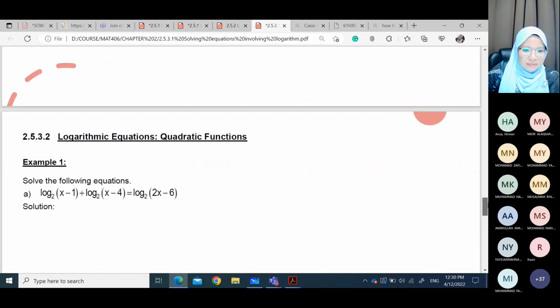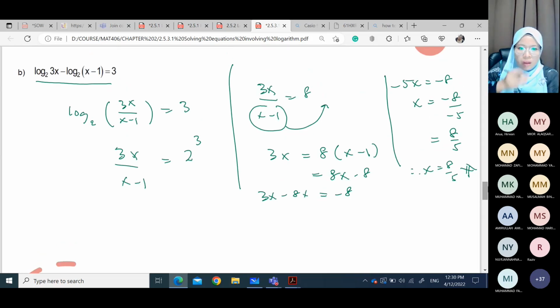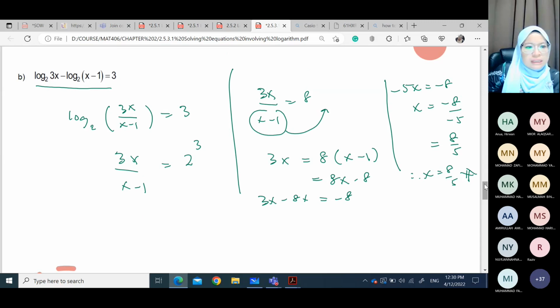Jadi kalau base dia lain pun sama juga, kena convert juga. Katakan base dia lain. Log 2 tu log 3 ya. Alright, so katakan kita ada base dia lain, kita kena convert. Kita kena convert jadikan dia base yang sama. Baru mudahlah untuk kita selesaikan masalah ni.